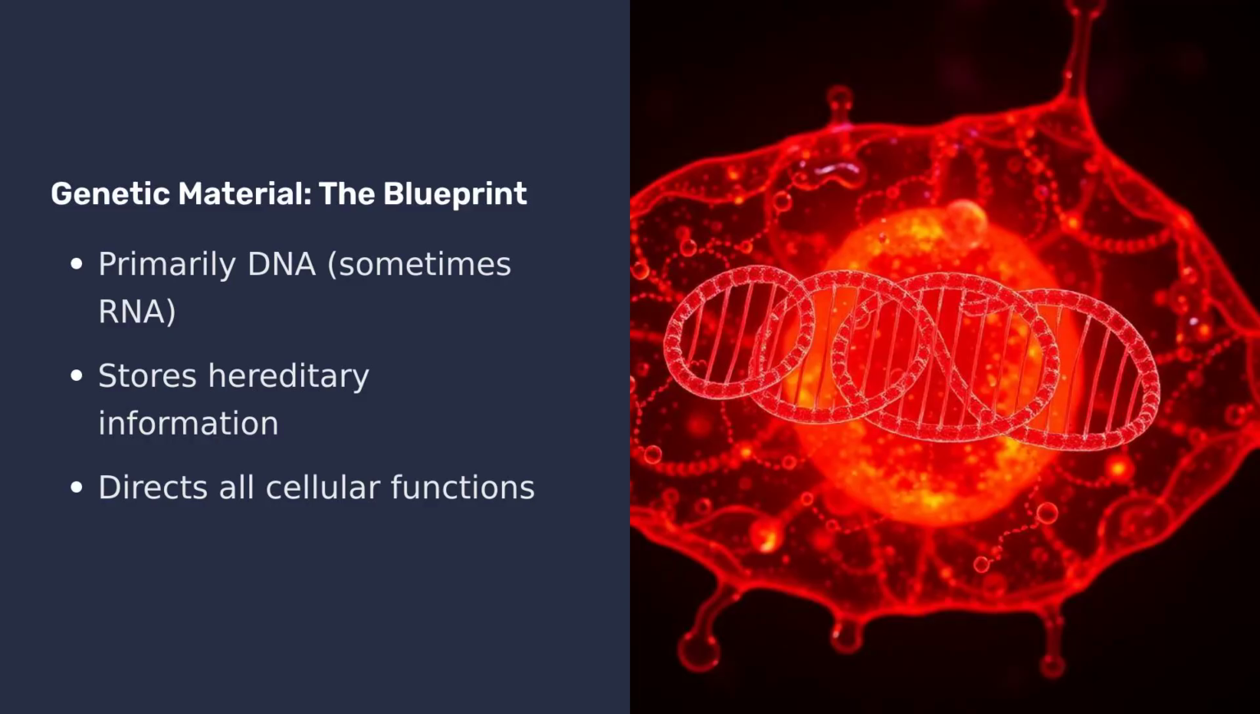Finally, we come to the genetic material, the cell's blueprint of life. In all cells, this hereditary information is stored primarily in deoxyribonucleic acid, or DNA. While its organization differs between prokaryotes and eukaryotes, circular in the nucleoid for prokaryotes, and linear chromosomes within a nucleus for eukaryotes, its fundamental role is the same. It contains all the instructions needed to build and operate a cell.